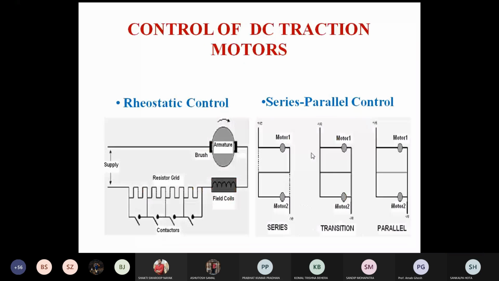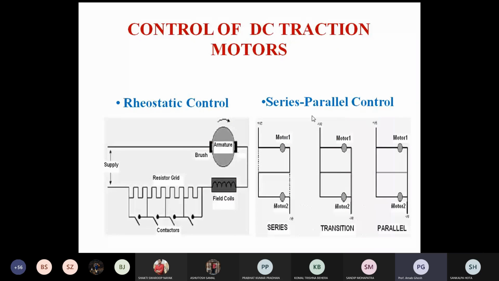Okay, so then control of the DC traction motor. Two types of controls are there: rheostatic control and series parallel control. Again, what do you mean by rheostatic control and series parallel control? Normally in a train, you know, there is braking, so rheostatic braking. Then the plugging concept is also there. Sometimes the train may come forward, sometimes backward also. That's why these two configurations are most important.